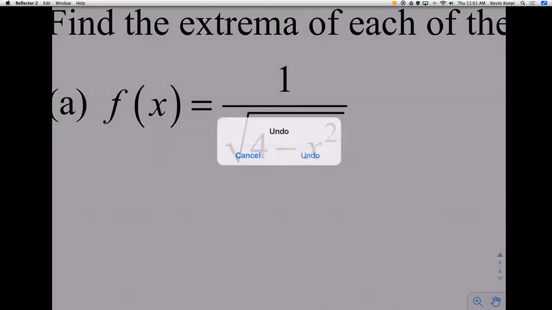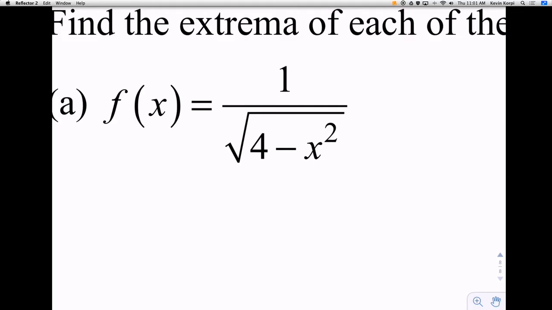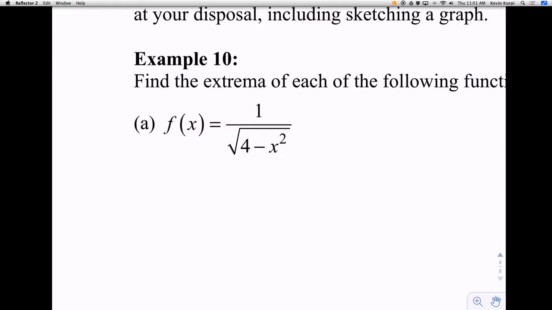So how do we do that? Well, we can't really use the closed interval argument, can we? Because that only works when the EVT applies. So we have to find the extrema some other way.